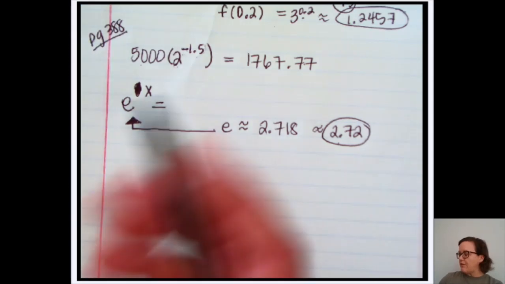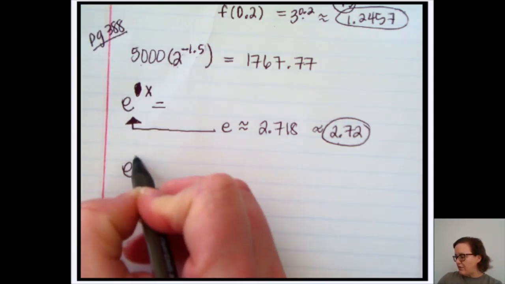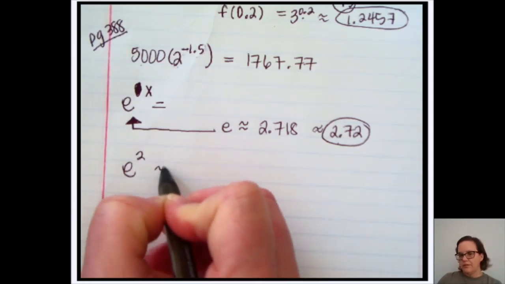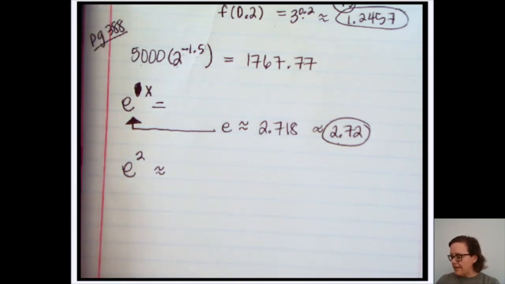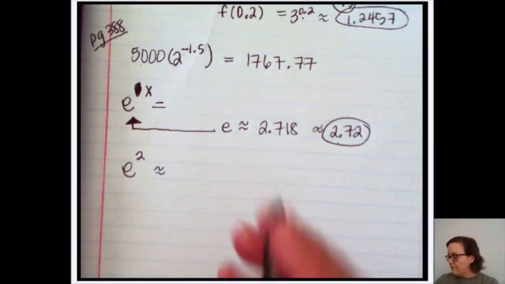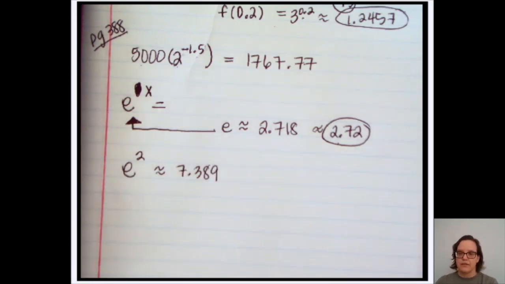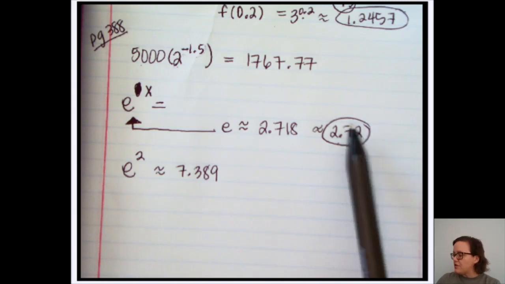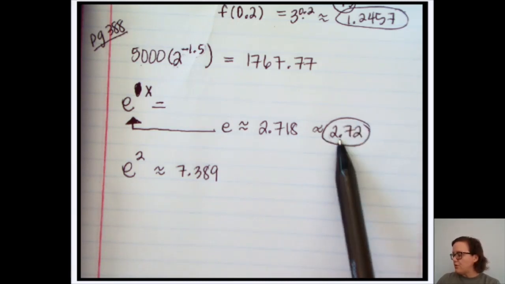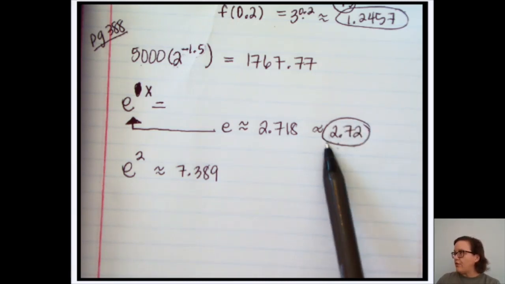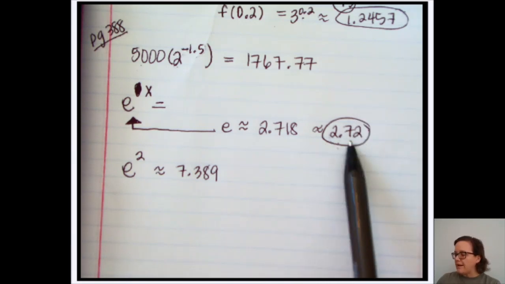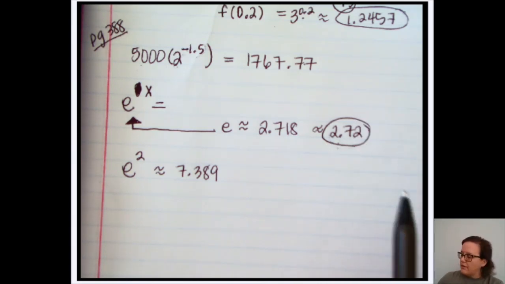So let's do some evaluating with that. What's e squared? Well, we just take e to the second, or you do e times e, either one of those, and it's about 7.389. Now, is that reasonable? I would say so, because e is a little bit bigger than 2. So 2 squared is 4, and 3 squared would be 9, so we know it has to be between 4 and 9.